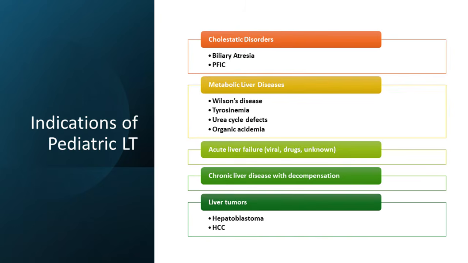Now, what are the common indications for liver transplant? If you look at the worldwide scenario, you have cholestatic disorders, so you have biliary atresia, PFIC. Then you have metabolic disorders, which is Wilson's, tyrosinemia, organic acidemia, urea cycle defects. ALF is one of the major causes of liver transplant. Then you have any chronic liver disease due to any cause, and now the child is decompensating. And then you have liver tumors like hepatoblastoma and HCC. So these are the common causes. You will definitely have other causes which are there.